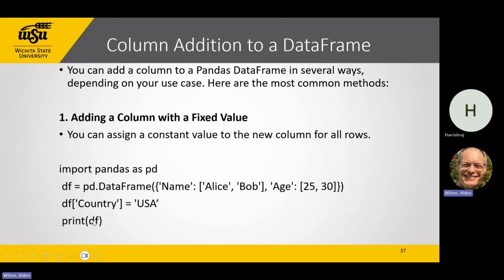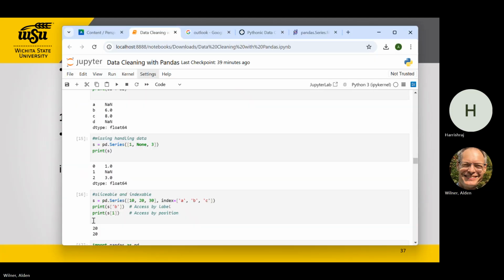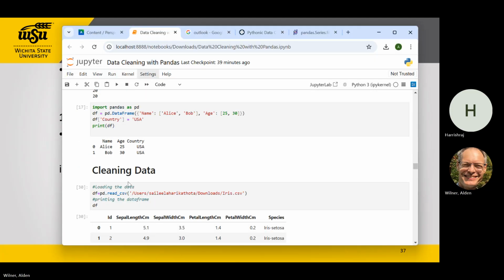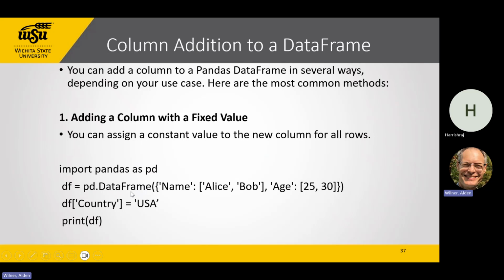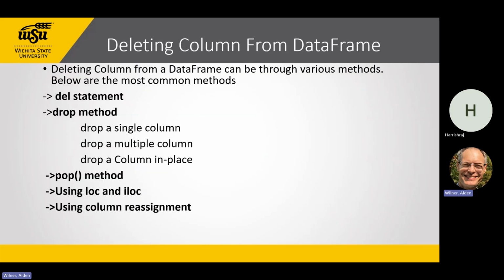We go down here to df sub country equals USA. So I've created a new column, and it's just going to add that in there for everything, unless I specify for only specific rows, right?